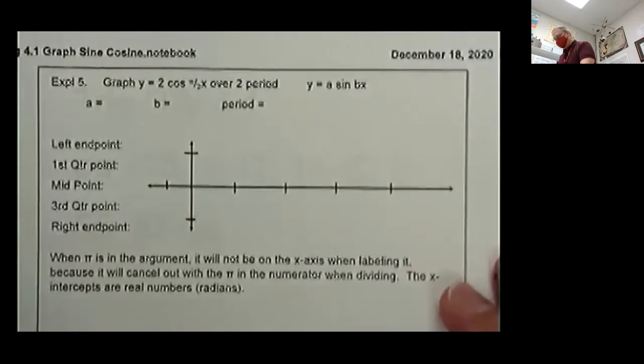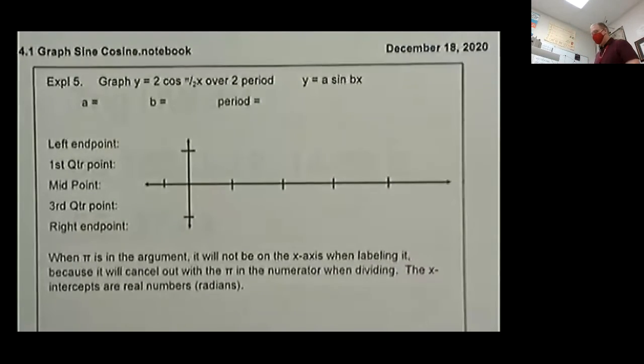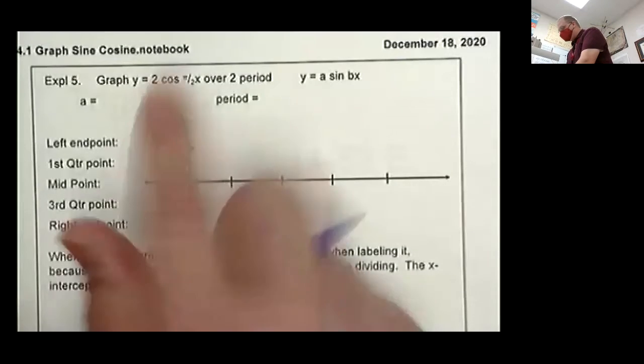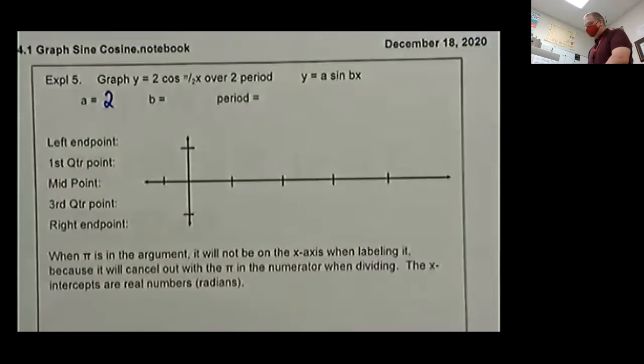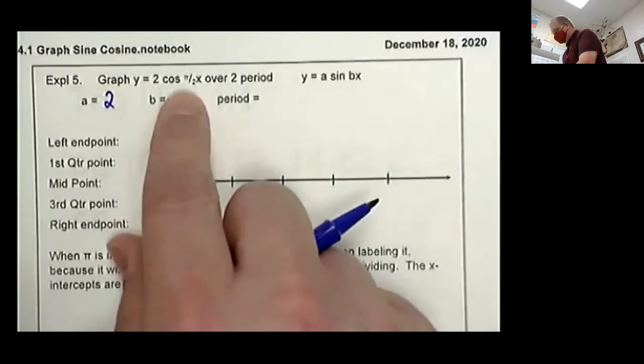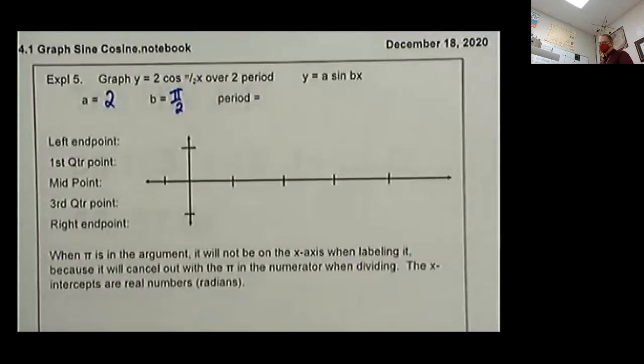Let's look at another example. Y equals 2 cosine pi halves x, but we're going to graph this one over 2 periods. Again, our general formula is y equals a sine of bx. First thing we want to do is identify our parameters. Our amplitude is 2. Our b is pi halves. So that's a little bit different.